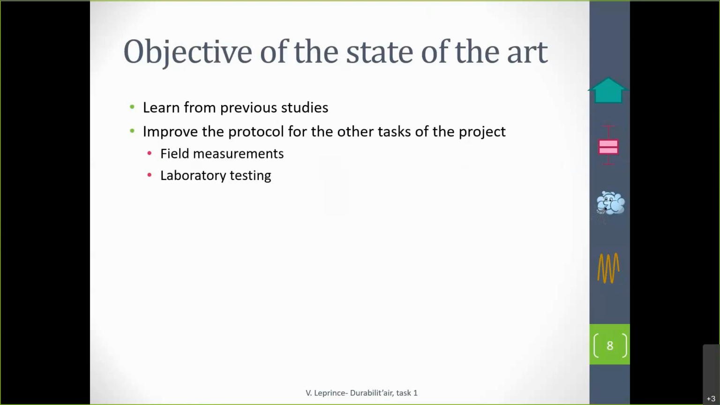The second task was the field measurement. It was presented during the previous webinar last month, and so there was the state-of-the-art for field measurements. And the third task of the durability project was laboratory testing, that Andres will be presenting just after me. The state-of-the-art was aiming at helping to elaborate the protocol for laboratory testing.